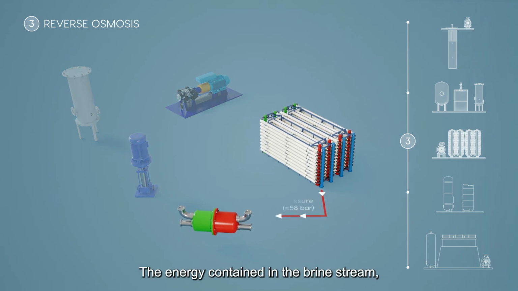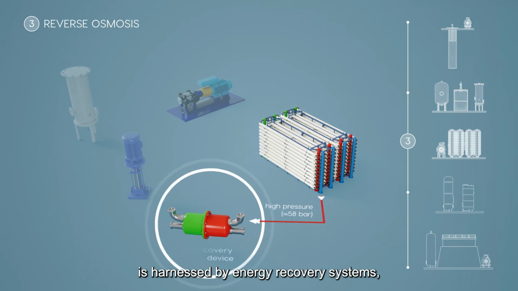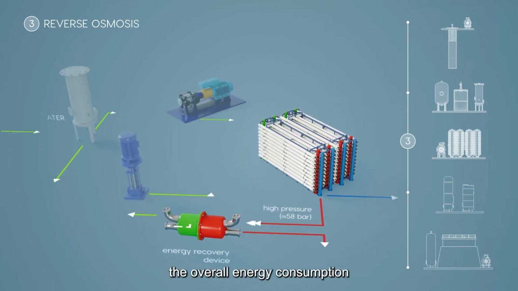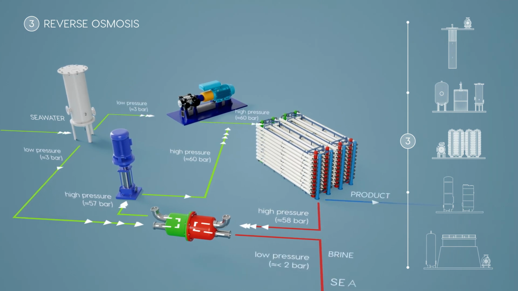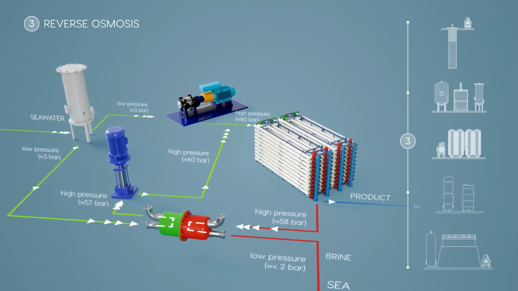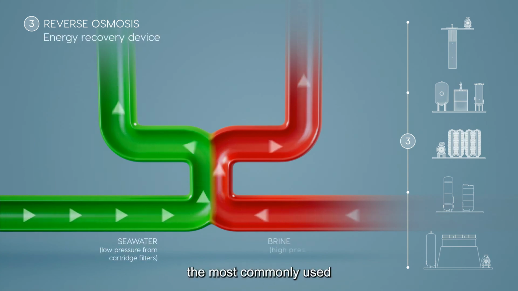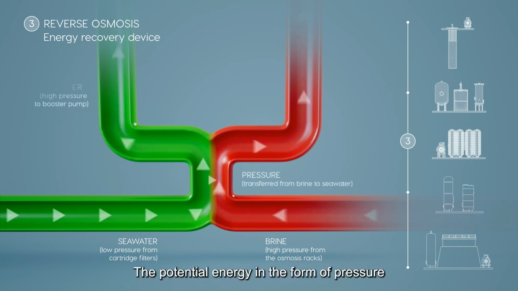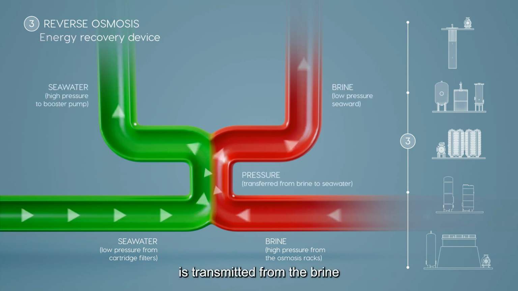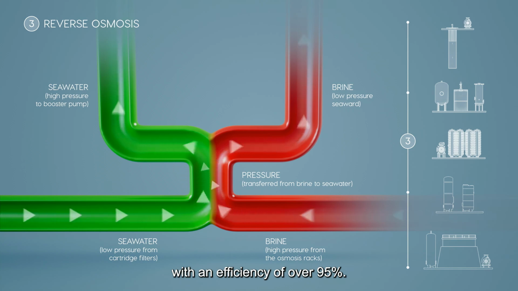The energy contained in the brine stream in the form of pressure is harnessed by energy recovery systems, which help to reduce the overall energy consumption of the desalination process. Many different systems exist. The most commonly used are those based on isobaric chambers. The potential energy in the form of pressure is transmitted from the brine to the same volume of seawater to be desalinated, with an efficiency of over 95%.